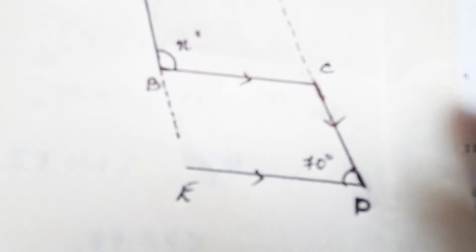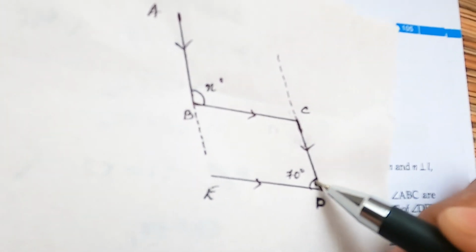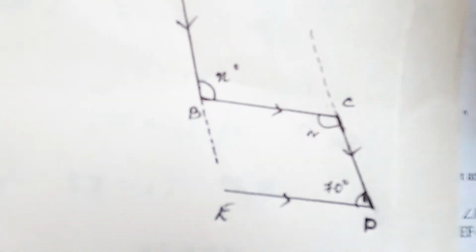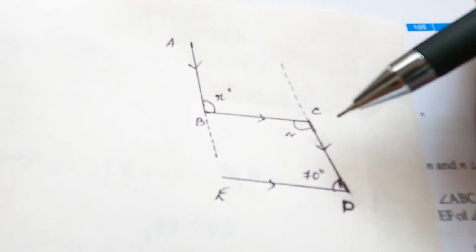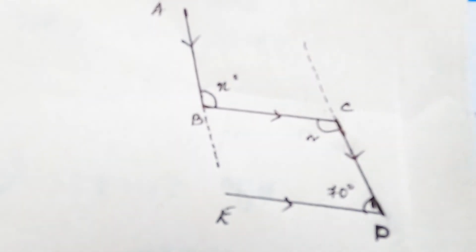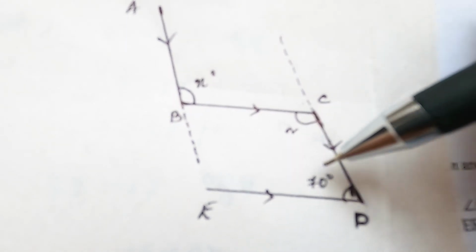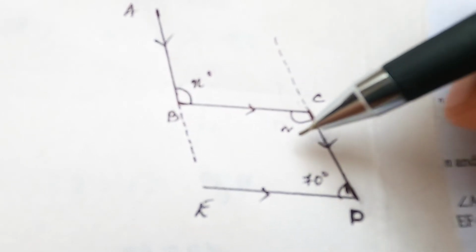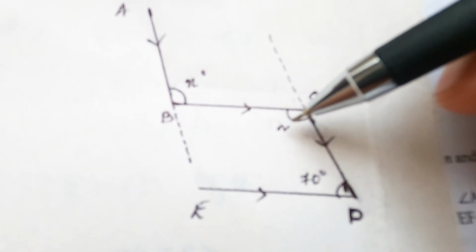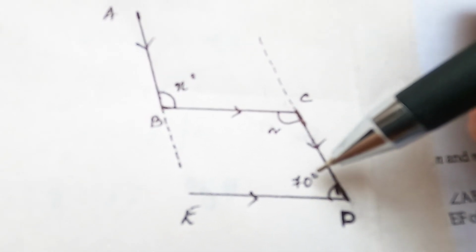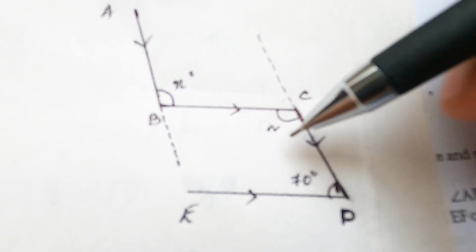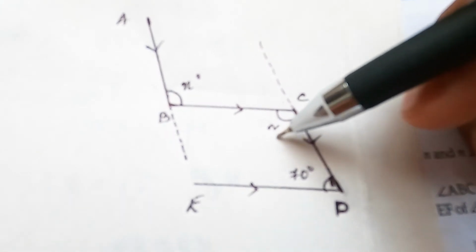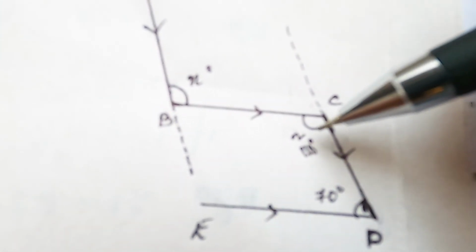Very simple. Let us name this as angle 1. We can name this as angle 2. So now it becomes easy. Angle 1 and angle 2, what pair of angles do they form? Can you guess? Yes, correct, they form consecutive interior angles. So the formula for consecutive interior angles is angle 1 plus angle 2 is equal to 180. So 180 minus 70, how much are we getting? 110.